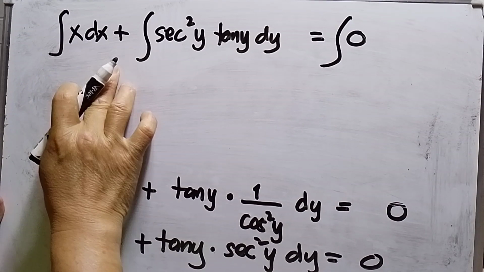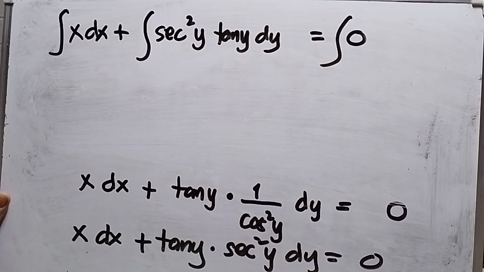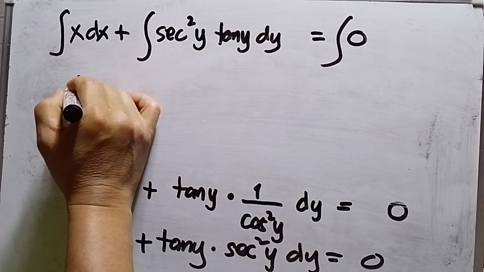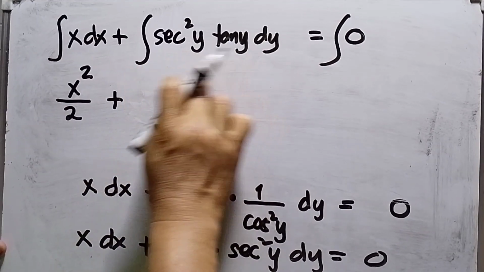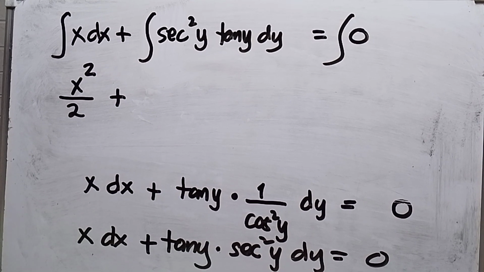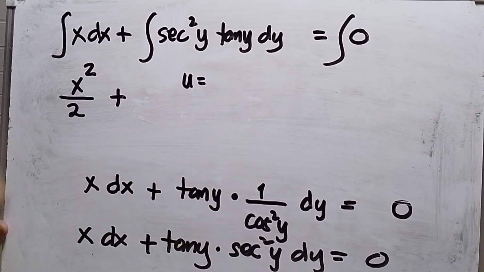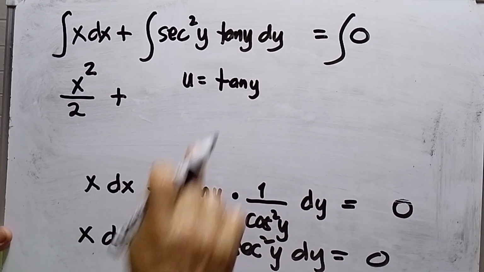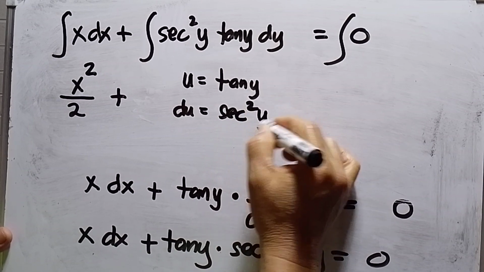So integral of x dx plus integral of secant squared y times tangent y dy, and then integral of a number which is 0. So this will be x squared over 2, then plus. Okay, take note there are two trigonometric functions in the integration. So I need to have the assumption: let u be tangent y. And then the derivative of tangent y, which is du, will be secant squared y dy.